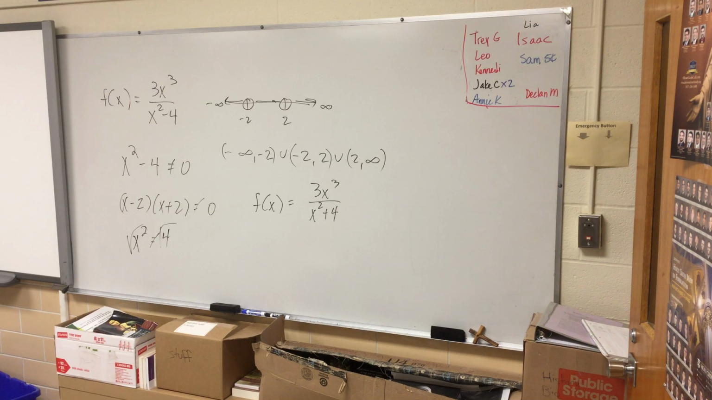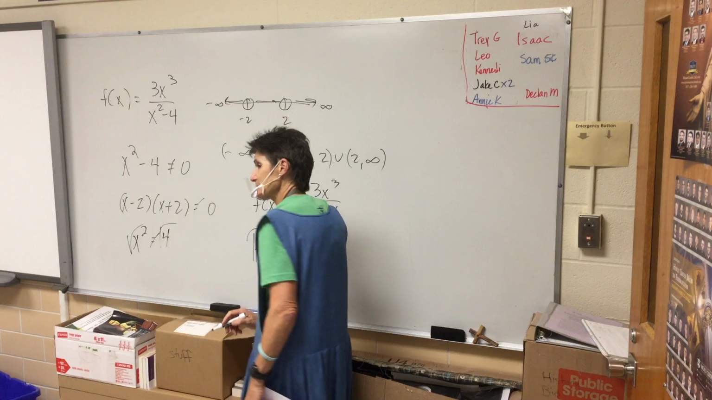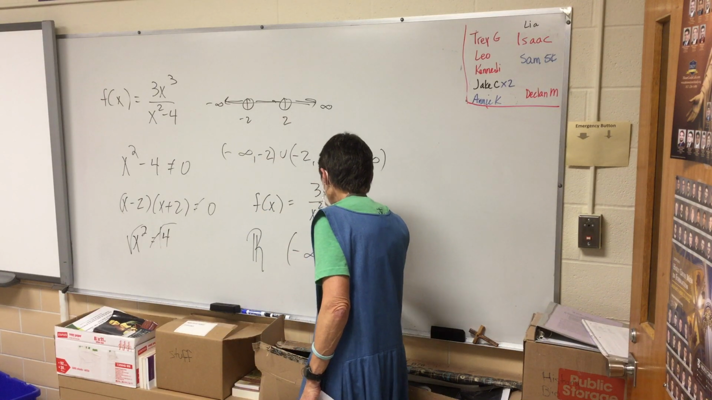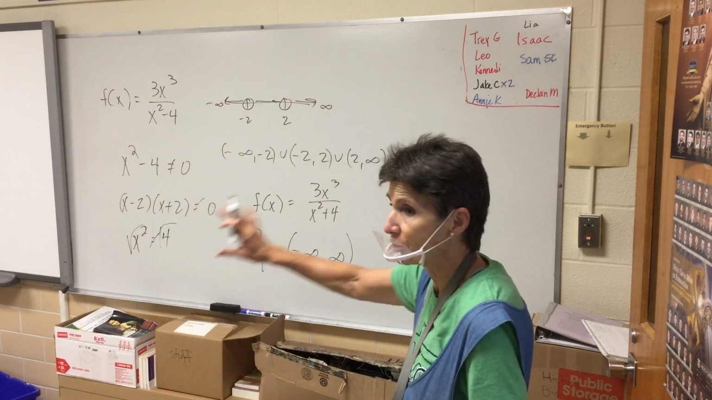I'm kidding. The only way that could be 0 is if x were an imaginary number. So what does that mean my domain is then? All real. And when we express that, we can use a symbol for all real numbers. If we're using interval notation, it is just negative infinity to positive infinity, right? It's the whole darn number line.